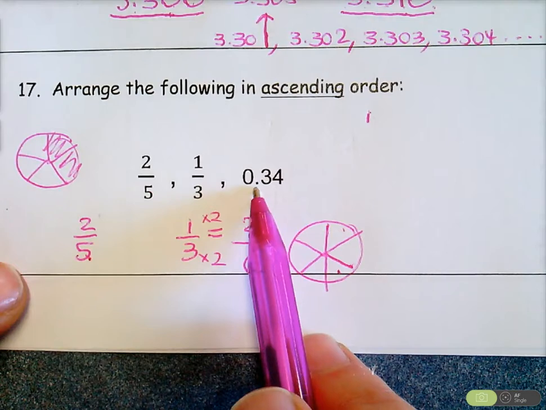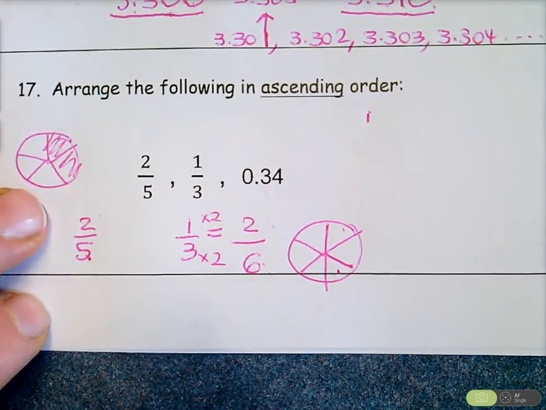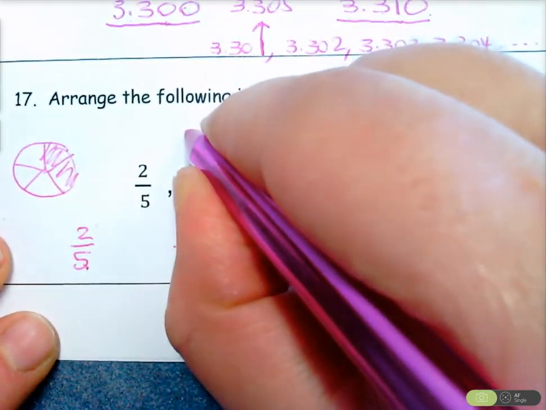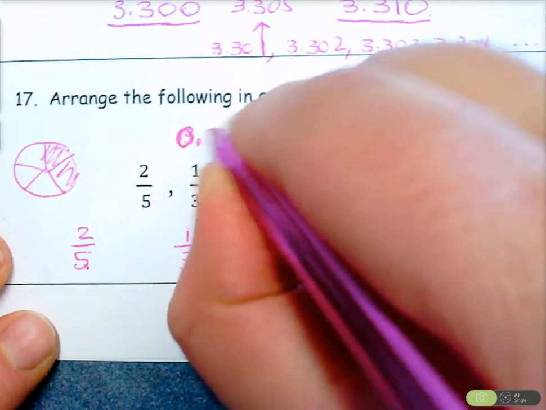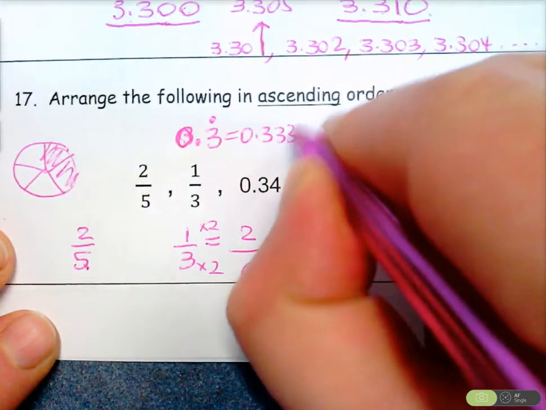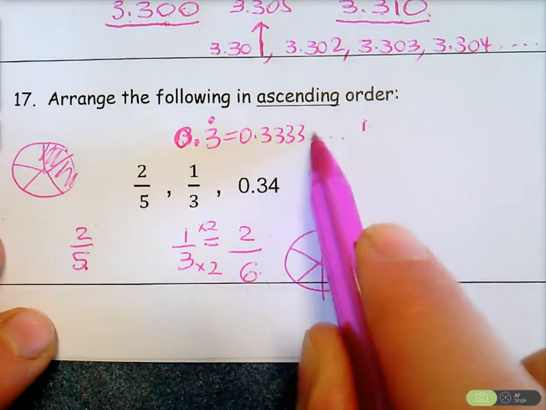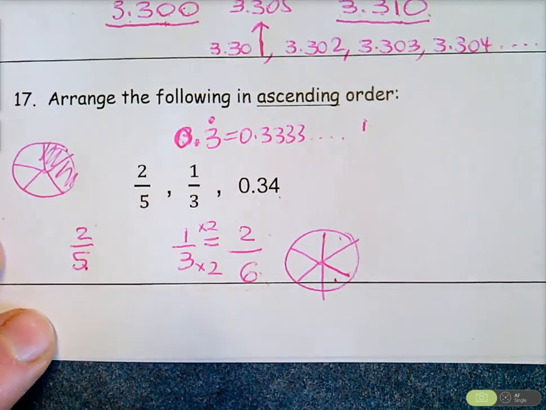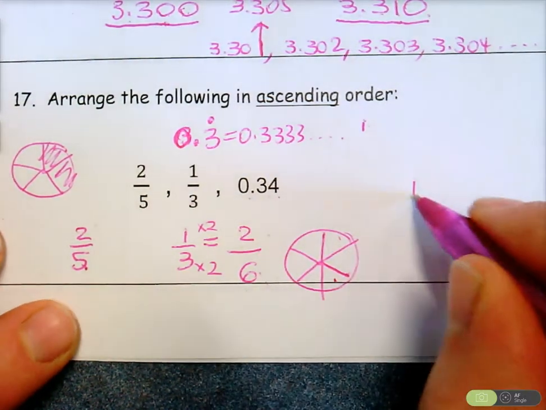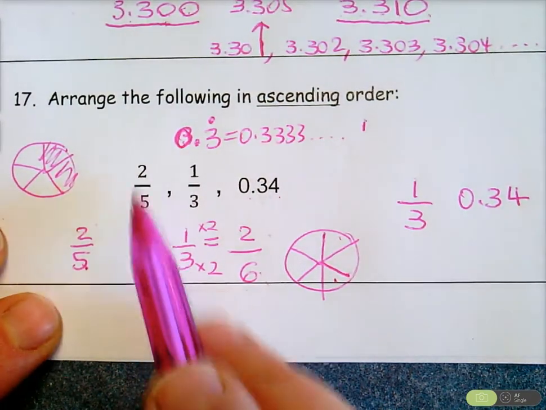So 1/3, girls, this is a pretty tricky question. Girls, do you know what 1/3 is as a decimal or as a percentage? A third is 0.3 recurring. It means it's 0.333. It just keeps going on. So what's bigger? A third, 0.333, or 0.34? Anyone? Yeah, 0.34 is bigger. So the smallest is a third. Then it's 0.34. Now, 2/5.